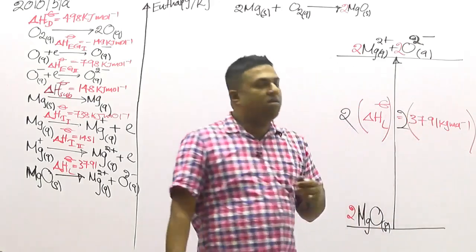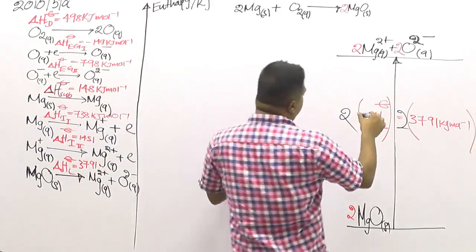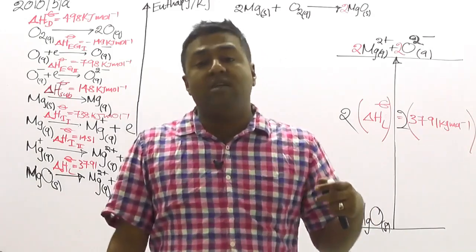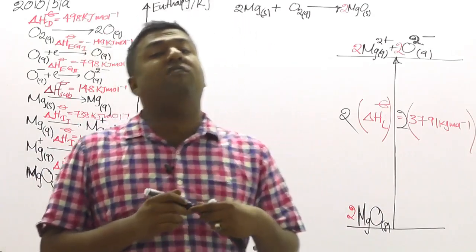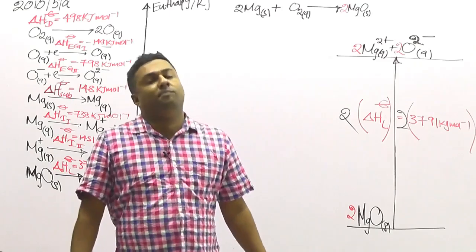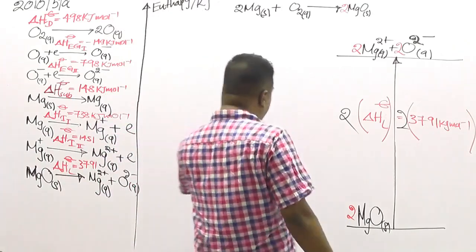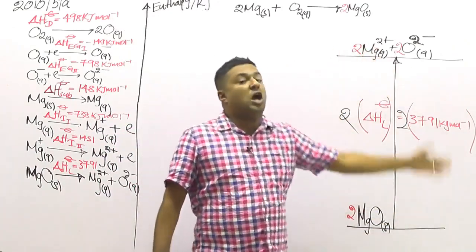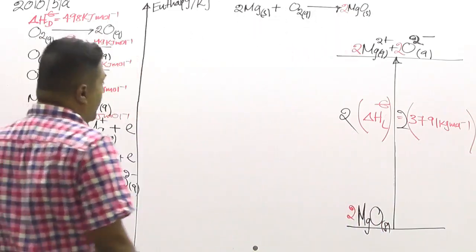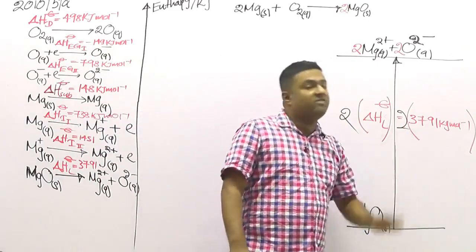2 moles of this, right? Twice of that. Again, twice of delta H naught lattice, because lattice enthalpy is defined for 1 mole of ionic compound. Here 2 moles of ionic compound are converted to its constituent ions. So twice of delta H naught lattice means twice of this value, right?